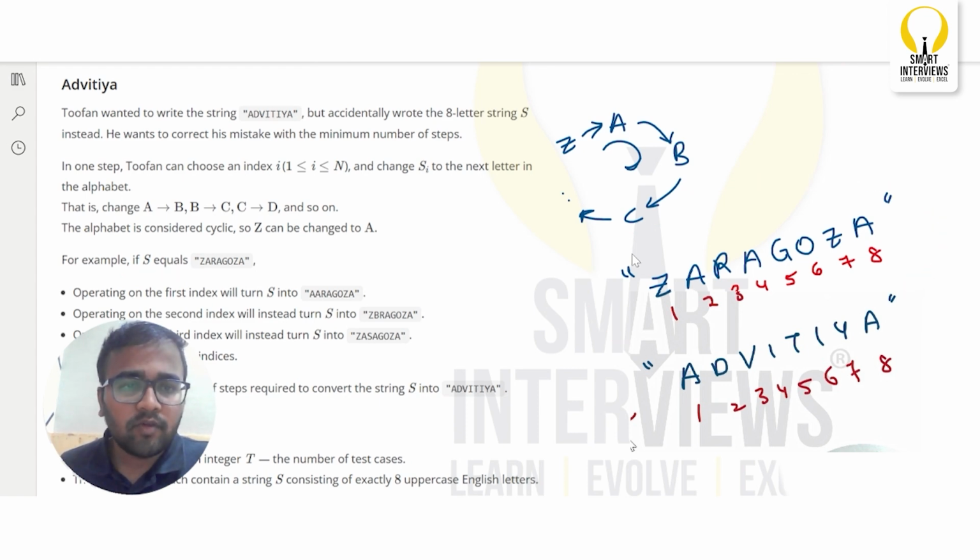Now operating on the first index will turn s into this. Operating on the first index in the sense this z. This z is converted to a in one step. One step in the sense, as I said, the next character after z is a. So z will be converted to a. So this is the string.